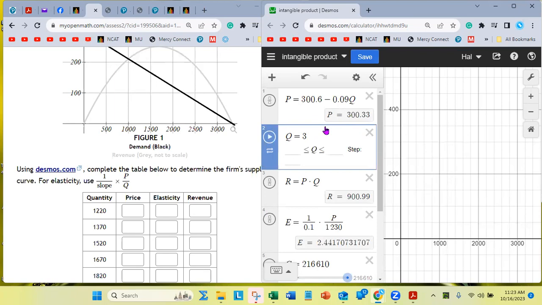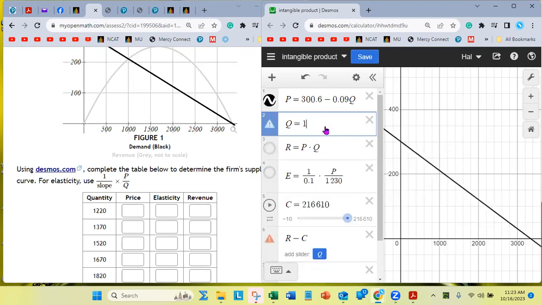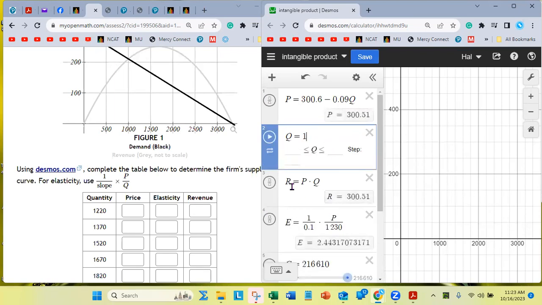Now I've set up the rest of the Desmos this way. This calculates the revenue, price times quantity. So if the quantity is 1 and the price is $300.51, then the revenue is $300.51 because it's 1 times that value. If I change this to 2, now price is $300.42 times 2, you get $600.84.